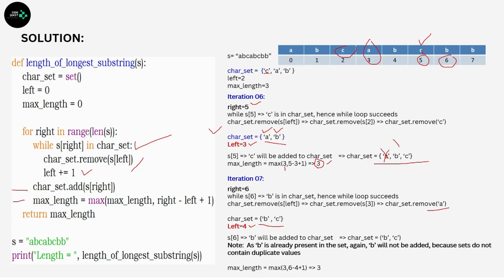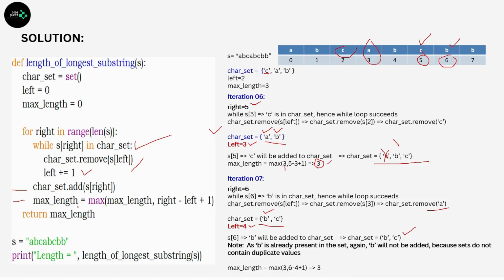Now coming down to this statement where I am trying to add S of right. What is right as of now? 6. So S of 6 is represented as B. So B needs to be added to the set. But what we observe here, B is already there in the set. And because B is already present in the set, I cannot add B because a set always holds unique values. So because B is a duplicate now, I cannot add it. So there is no update done to the set. Set still holds only 2 elements, that is B and C.